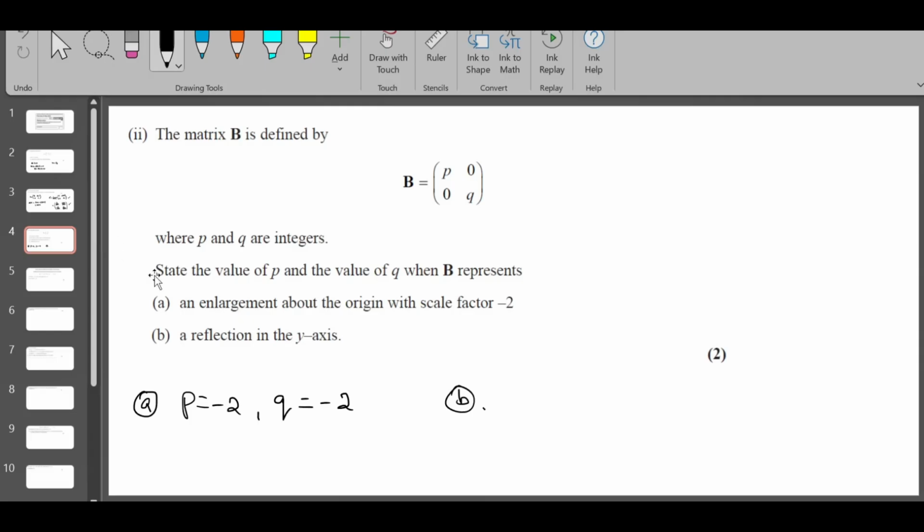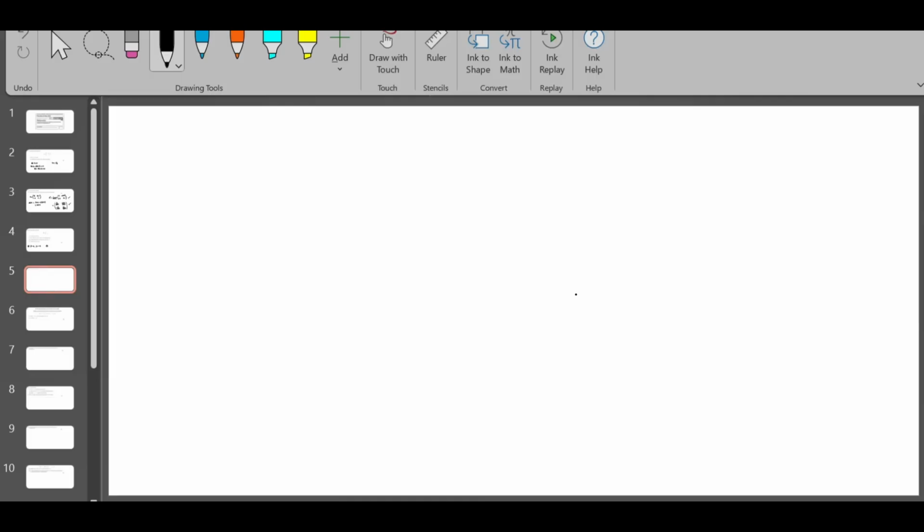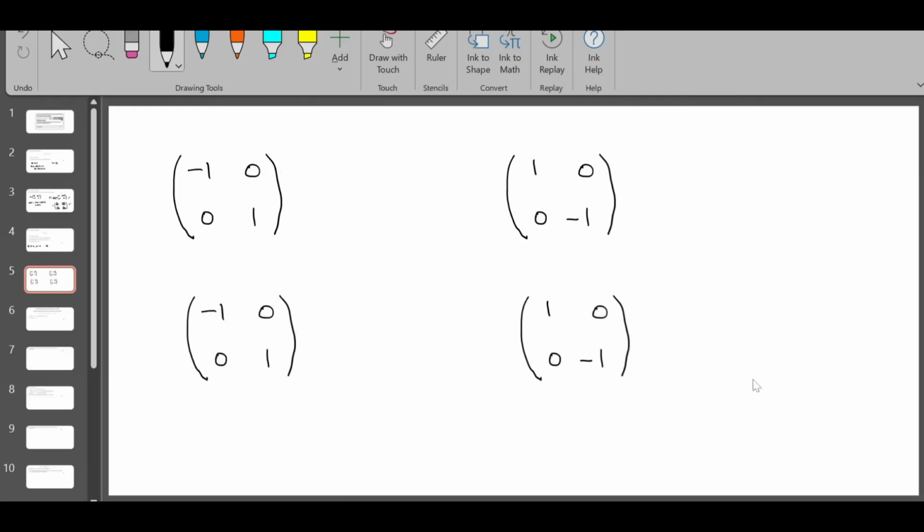To explain this, I'm going to show you 4 matrices and I want you to remember them all because it's not given in the data booklet. The first one is minus 1, 0, 0, 1. And the second one is, here you have positive 1, here you have negative 1. And then the third one is 0, 1, 1, 0. And the fourth one is 0, minus 1, minus 1, 0. I will explain one by one.